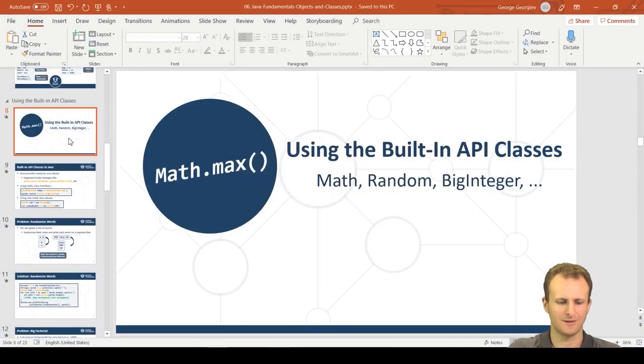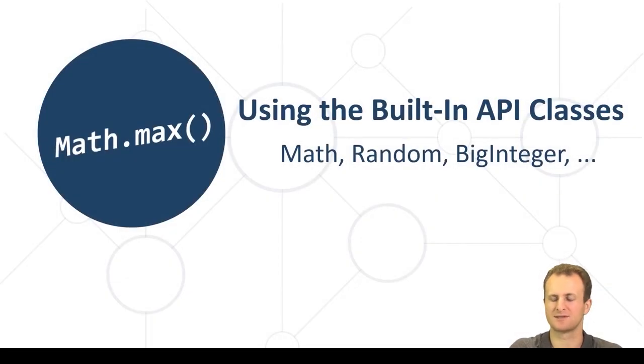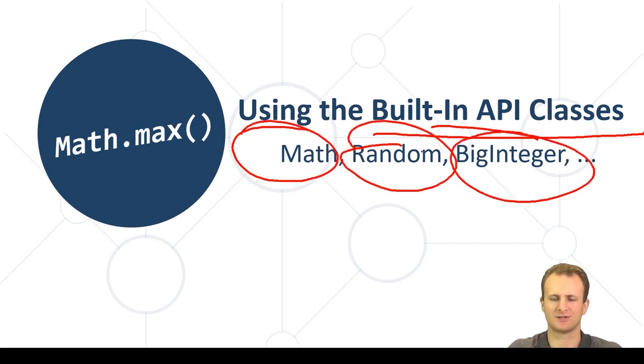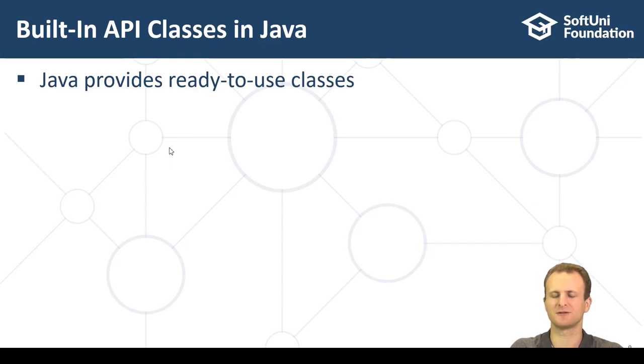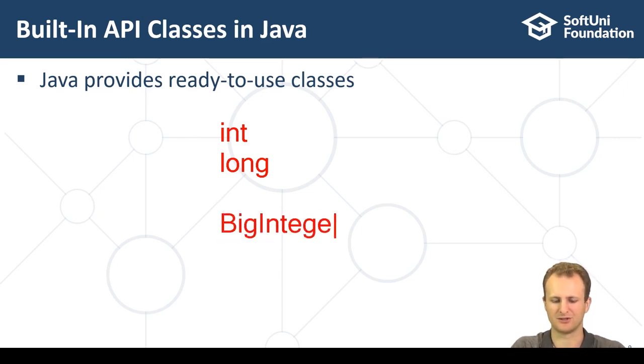Okay, continuing on, we already saw how we can use objects and classes. Now let's practice that a bit by using the built-in API classes from Java, like Math, like Random, like BigInteger, and so on. There's a lot of stuff in Java which is already implemented and you don't need to do it yourself. For example, a class that represents very big numbers. You already know that int and long are integer types, and long has the highest amount of values, but it's still limited. Java has a thing called BigInteger, which isn't really limited. It's only limited by the amount of memory you have on your system.